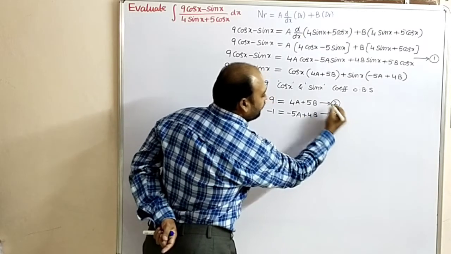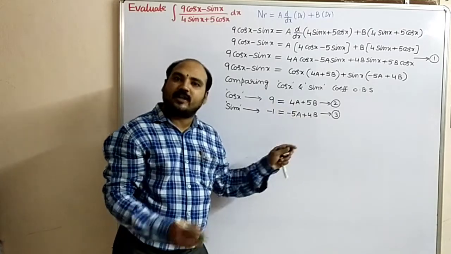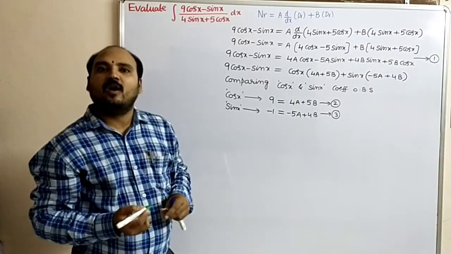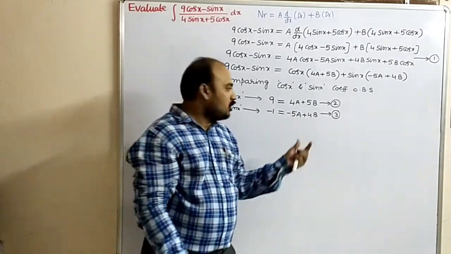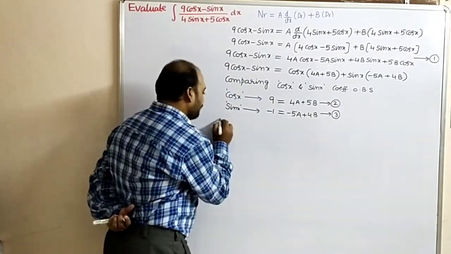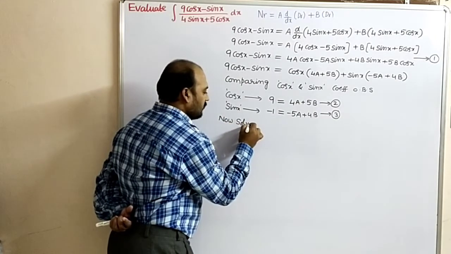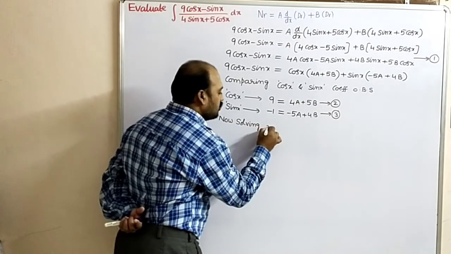Equation number 3. After that, solving these two equations, either by cross multiplication method or elimination method, you will get a and b values. Now solving equations 2 and 3.